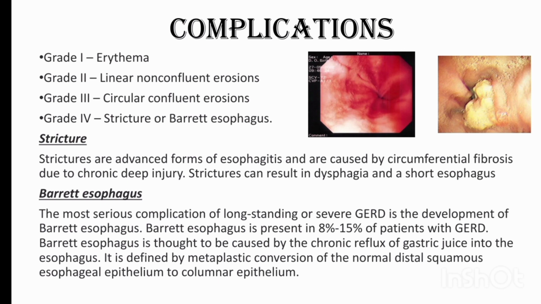Barrett esophagus is a more serious complication of the gut. It is mainly present in 8 to 50% of the patients. It is thought to be caused by the chronic reflux of the gastric juice into the esophagus. It is defined as the conversion of the normal squamous epithelium into columnar epithelium.